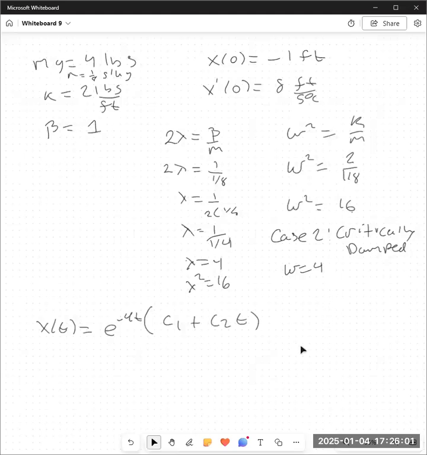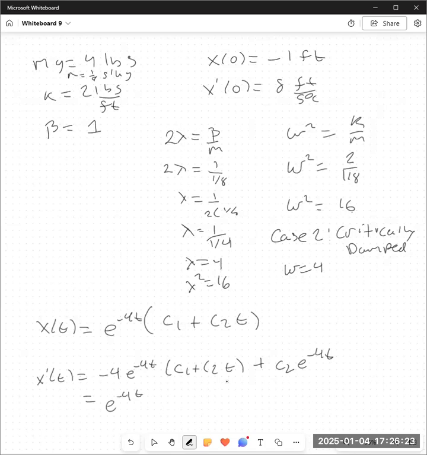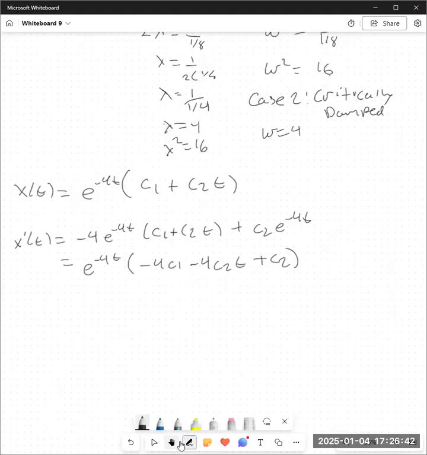That means that x prime of t is negative 4 e to the negative 4t times c1 plus c2t plus c2 e to the negative 4t, which is going to be equal to e to the negative 4t times negative 4c1 minus 4c2t plus c2, which is equal to e to the negative 4t times negative 4c1 plus c2 minus 4c2t.